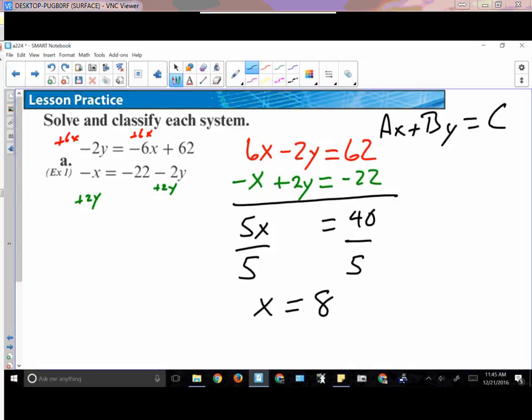So now that I've done all of that, moved everything around, I'm going to put it into, which one? Everybody got a choice? Nobody has a favorite, huh? So how about I go and put this into this equation right there? So that leaves me with negative x. What's x? 8 is equal to negative 22 minus 2y.